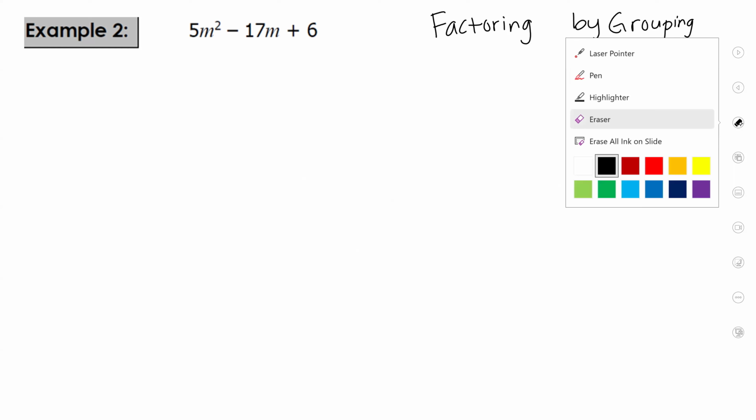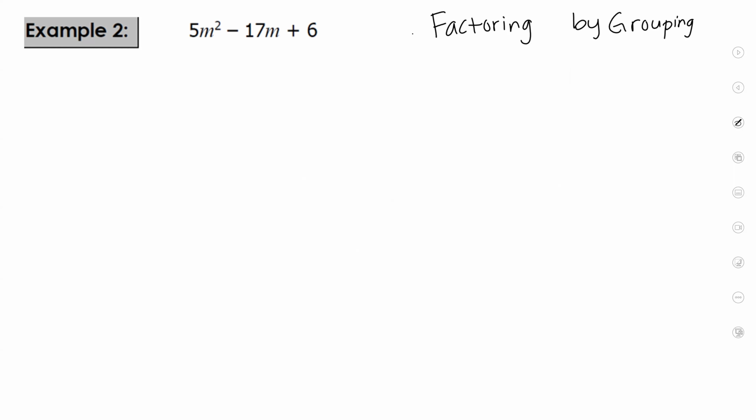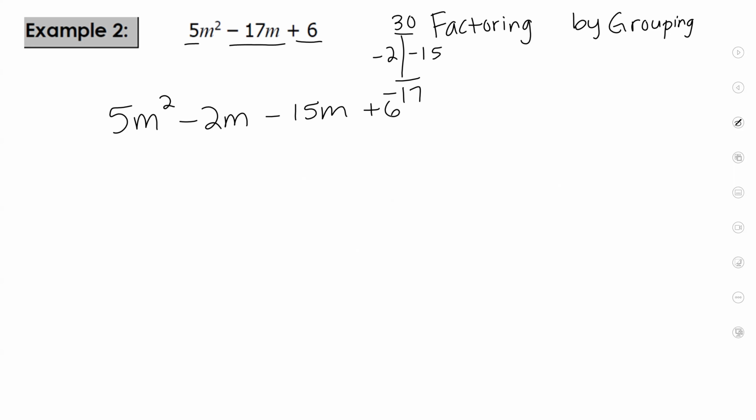Okay. All right, so I'm going to do 5 times 6, which is 30, and I want them to add to negative 17. Negative 2 and negative 15. So this will be 5m squared minus 2m minus 15m plus 6. Split it down the middle.